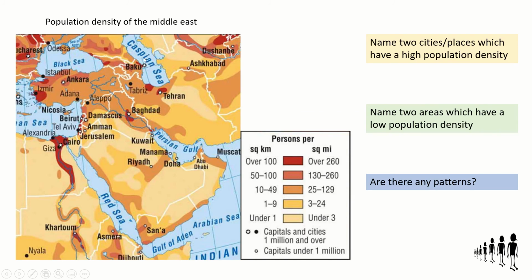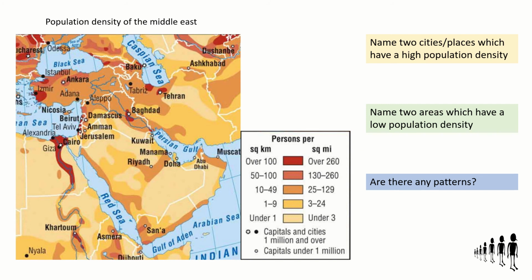In the Middle East, population distribution and density is very varied. This map shows the distribution of density in the Middle East. The areas in red are where there's high population density, and the beige-coloured areas are where there's very low population density. I'd like you to pause the video, and there are 3 questions on the right. Name 2 cities or places that have a high population density, 2 areas which have a low population density, and say whether there are any patterns. Have a go at that now, pause the video, and then come back once you've done that.